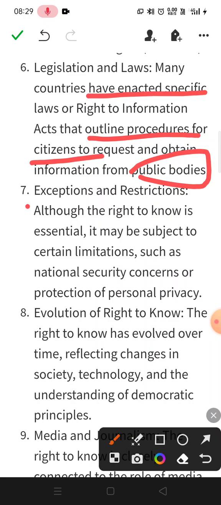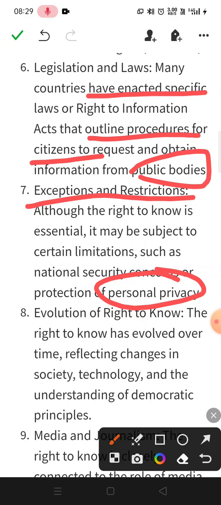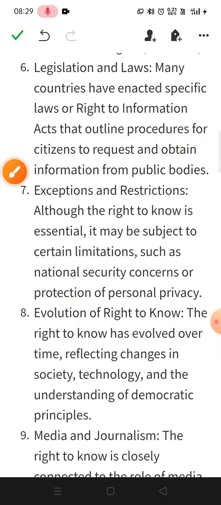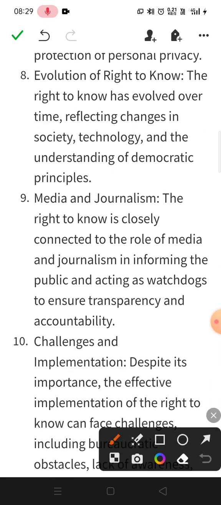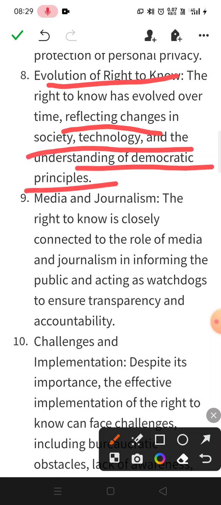Exceptions or restrictions. As I mentioned, there are many exceptions, like personal privacy. Apart from this, national security is also one of the things that is required. Now evolution. The right to know has evolved over time, as I mentioned, reflecting changes in society, technology, and understanding of democratic principles. Whatever I have discussed previously, just try to keep those things in your mind, so that you can write these things easily.